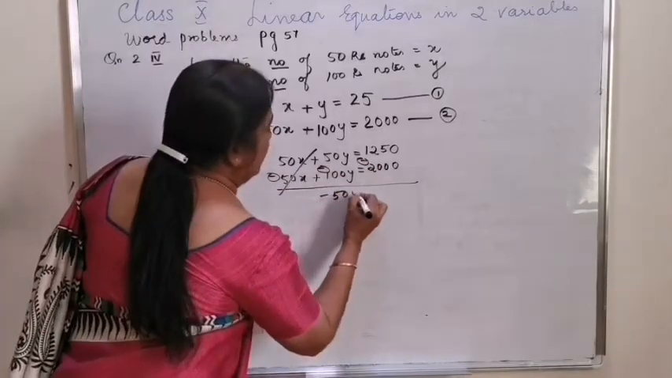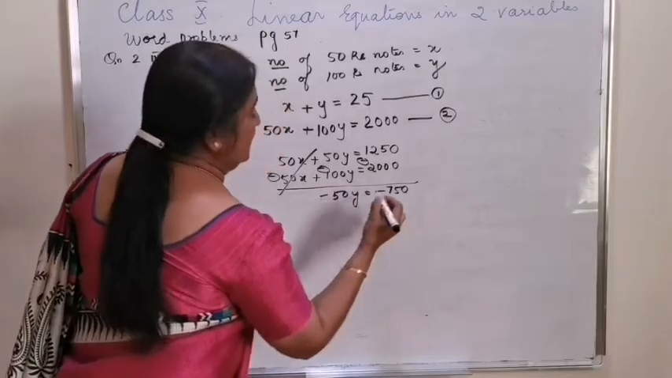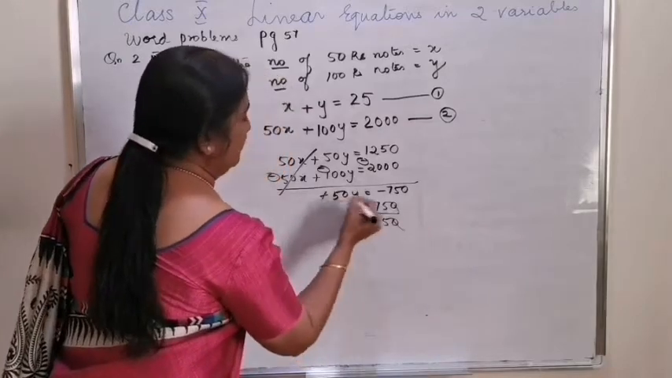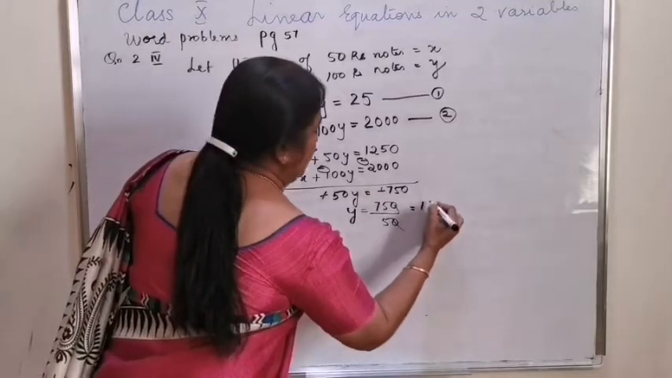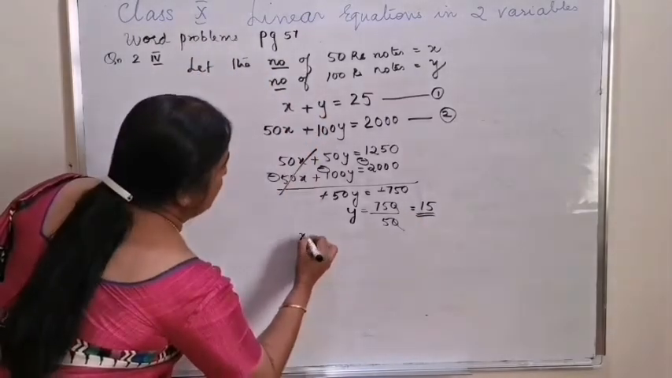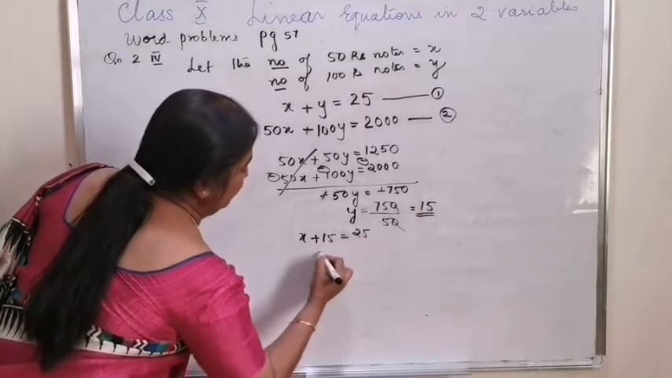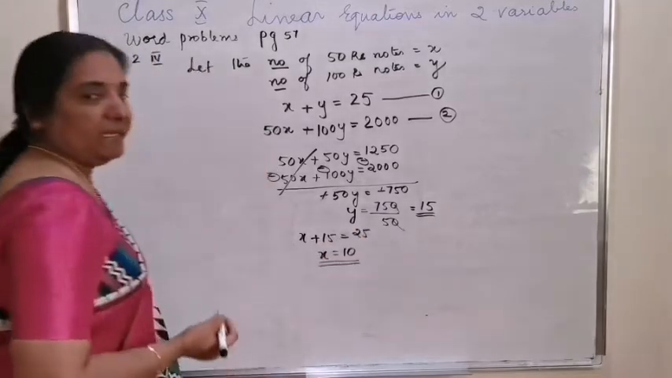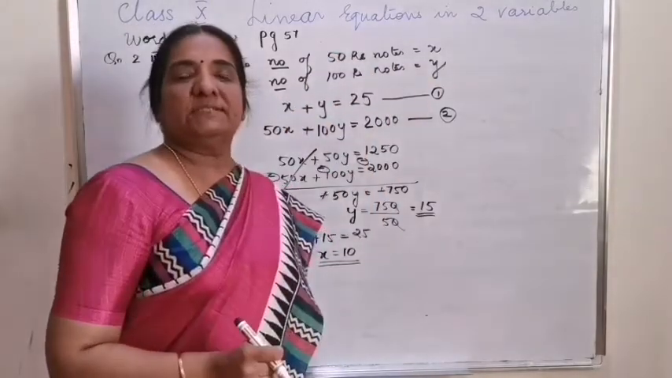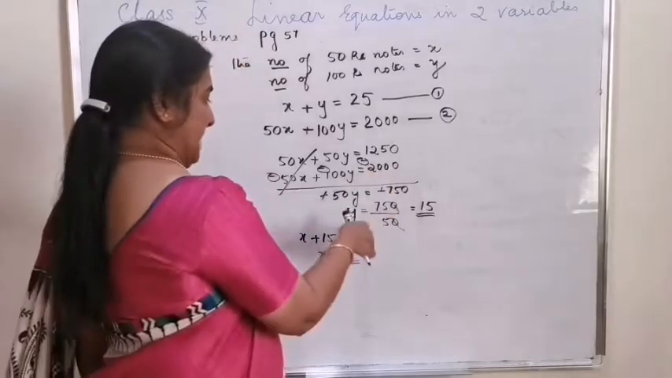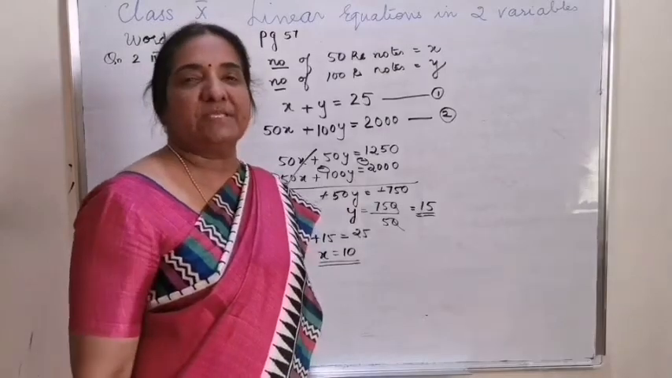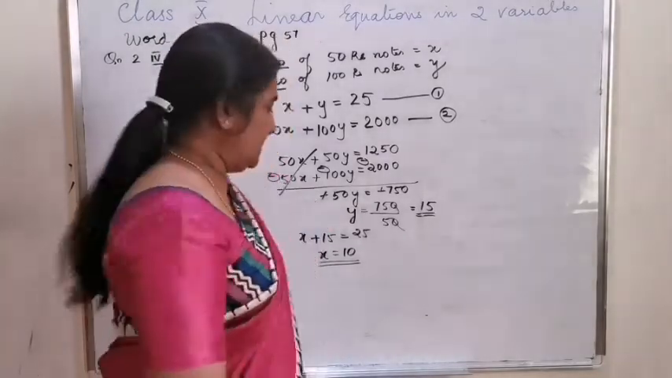Minus 50y is equal to minus 750. Y is equal to 750 divided by 50, which is equal to 15. Substituting in the small equation, x plus 15 is equal to 25, or x equal to 10. That is, there are 10 50 rupee notes, that is 500 rupees, and there are 15 100 rupee notes, 1500 rupees, and the total is becoming 2000.